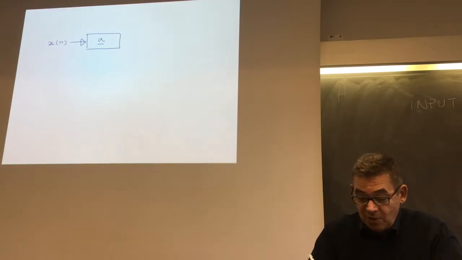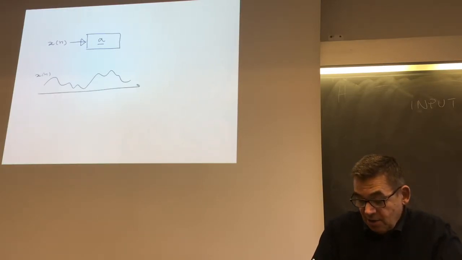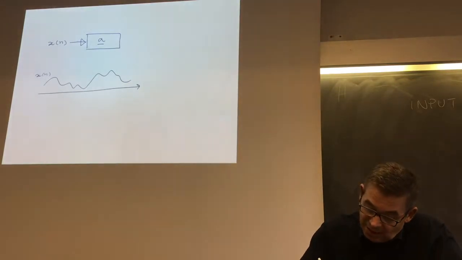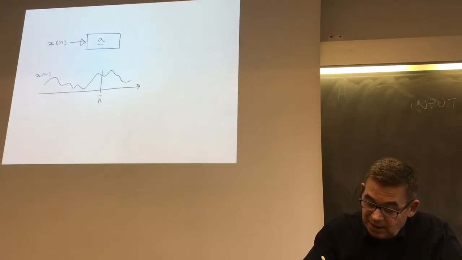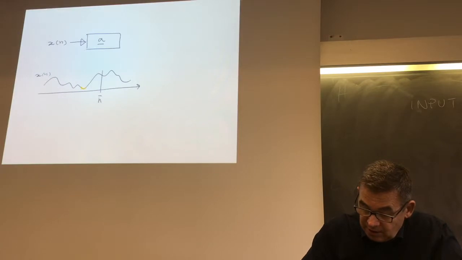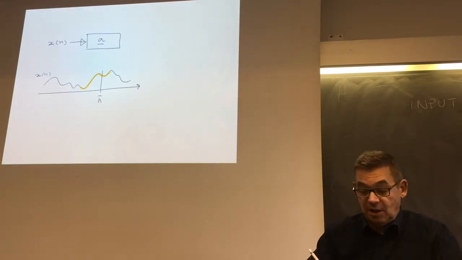And A, what does A do? I have this x_n, this is the sequence x_n. So I take, let me say, n naught, okay? And I'm taking a set of samples. Let me highlight in this way. So I take this set of samples that might be causal and anti-causal, it doesn't matter, okay?